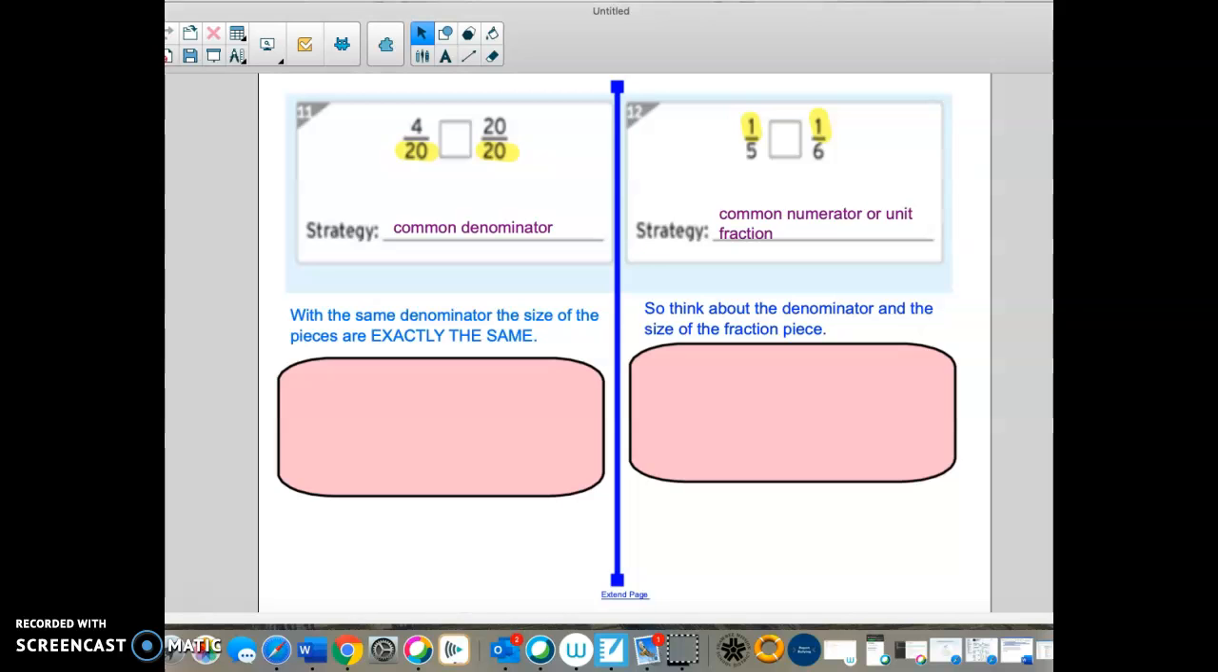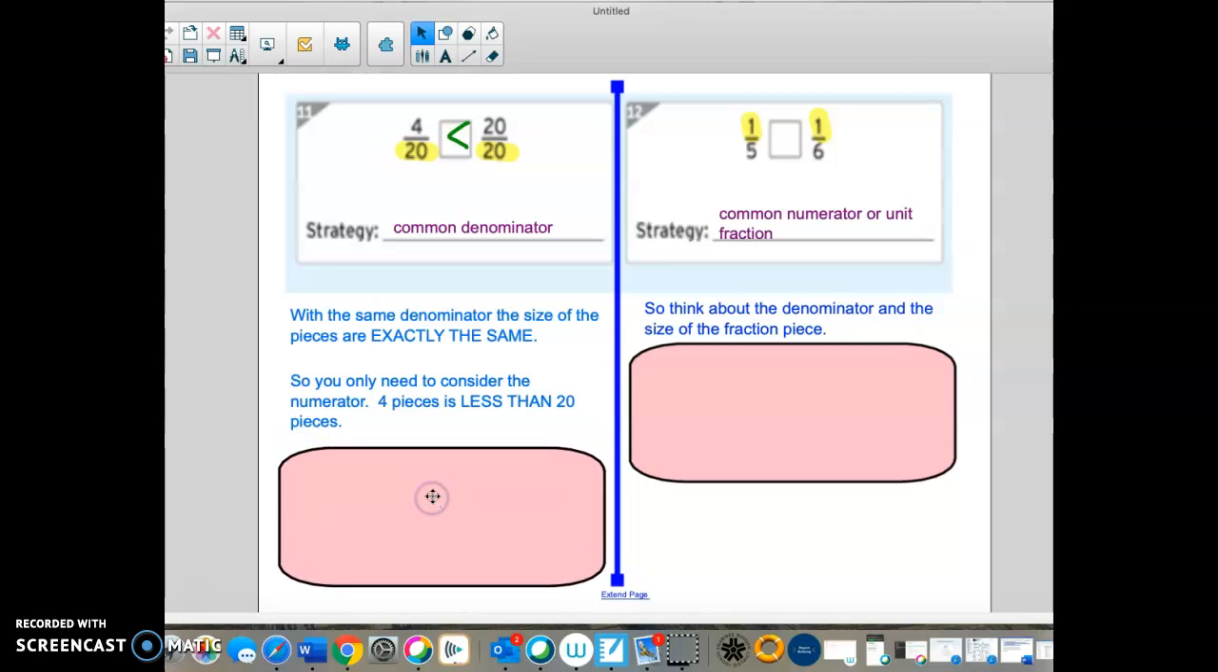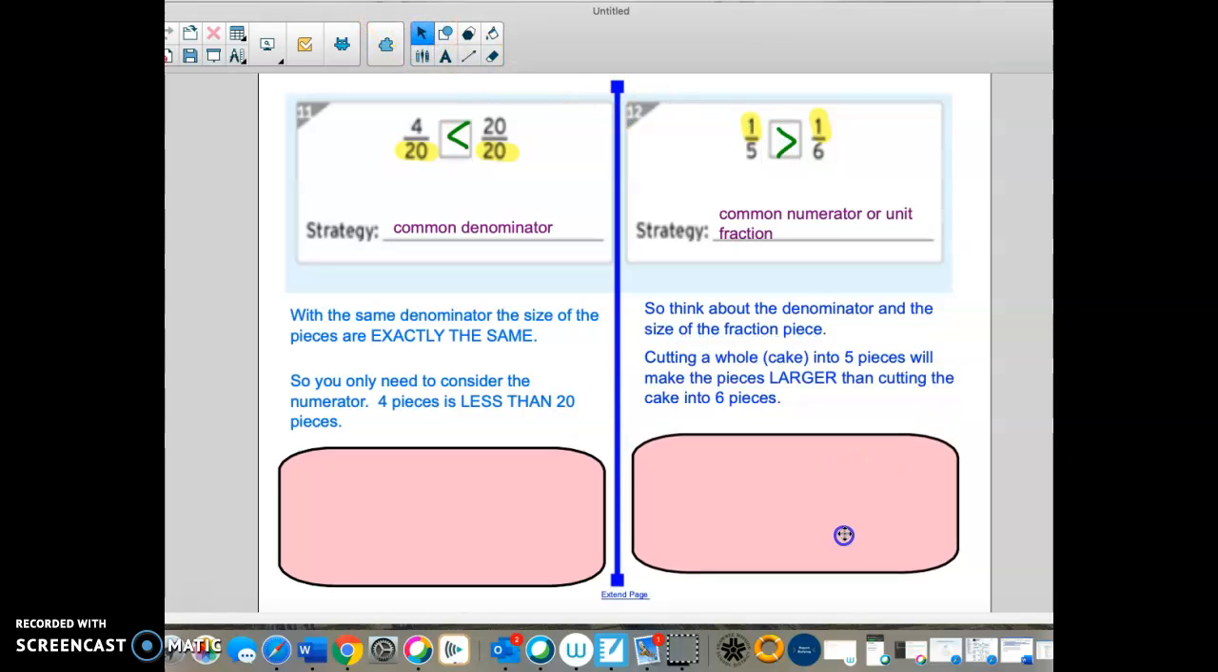For number 11, again, we've got the common denominator, which means we simply need to focus on the numerators. 4 is less than 20 because the fraction pieces are exactly the same size. For number 12, we're back to a common numerator or a unit fraction. 6 is a larger number. 6 would be the smaller piece. So 1/5 would be greater than 1/6. So that's where we end up.